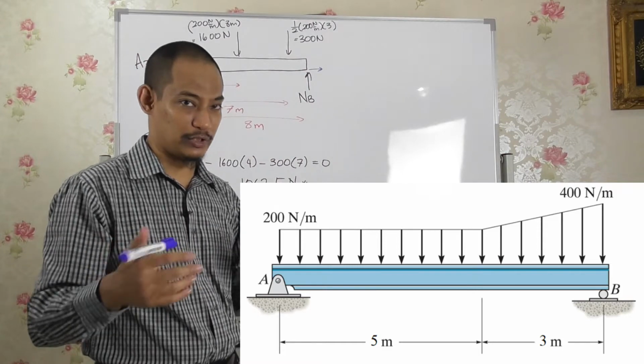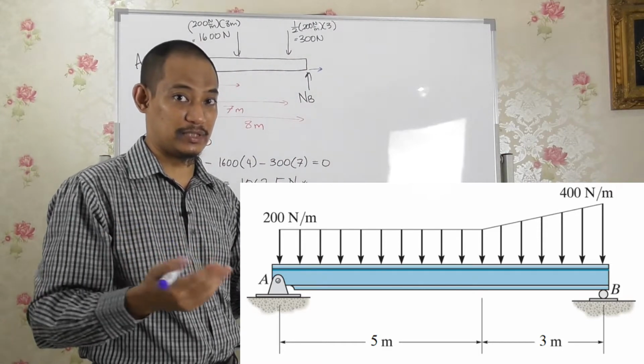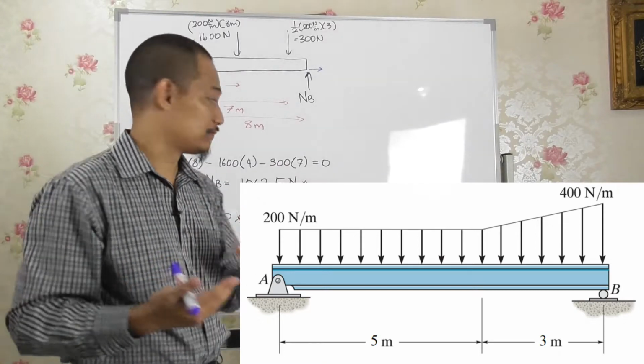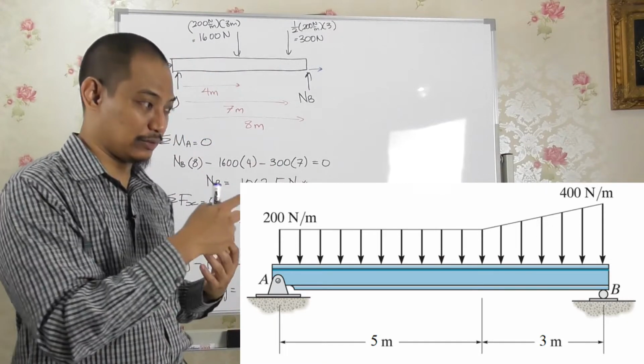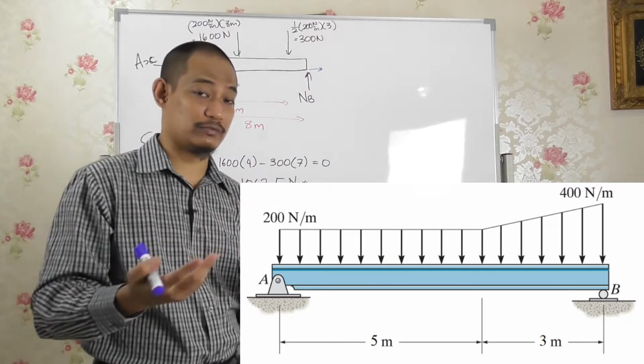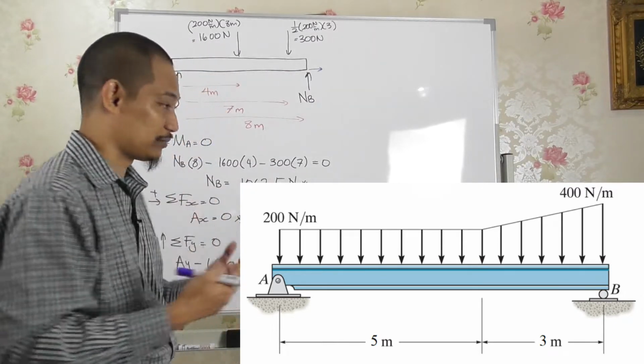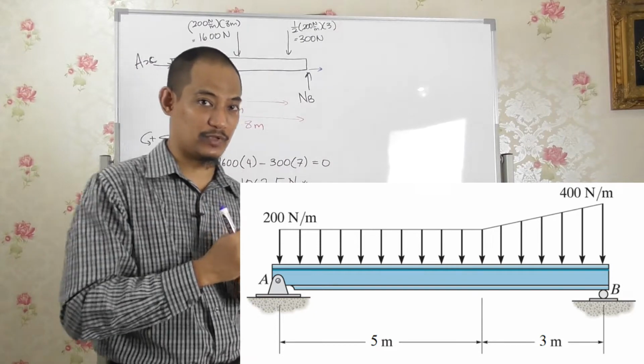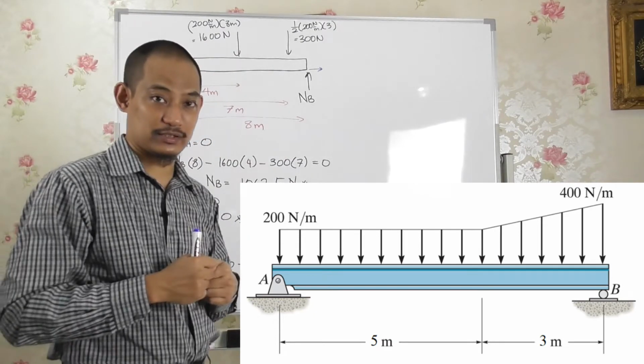So you can use that word straight away, statically indeterminate, or just say you cannot solve because you cannot determine the support reactions, because the number of unknowns is more than the number of equations. All right. So moving on to the next question.